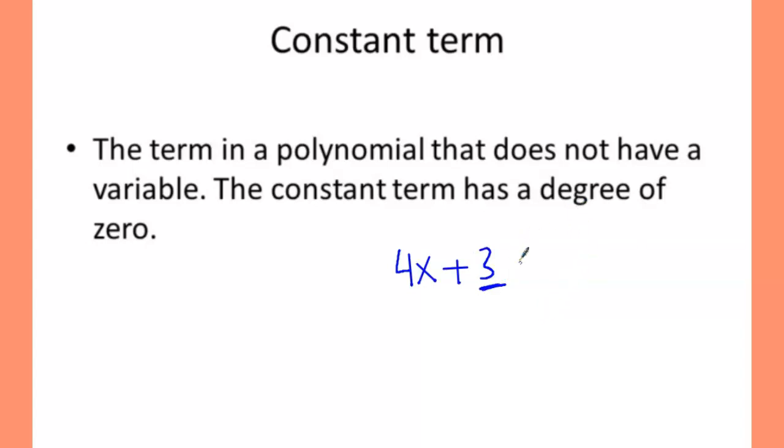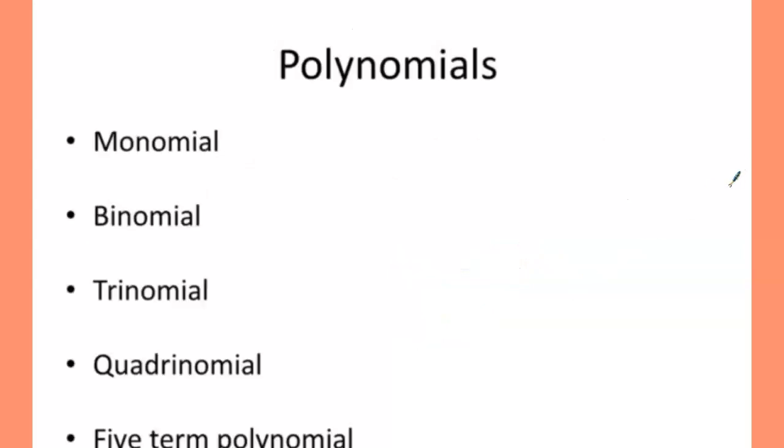When you say the degree is 0, that means any number to the power 0 is 1. So this is the same as that, and that's the reason why they say it has a degree of 0. So we already know the polynomial, and then we have various types of polynomial. We have monomial, binomial, trinomial, quadrinomial, and then 5-term polynomial.